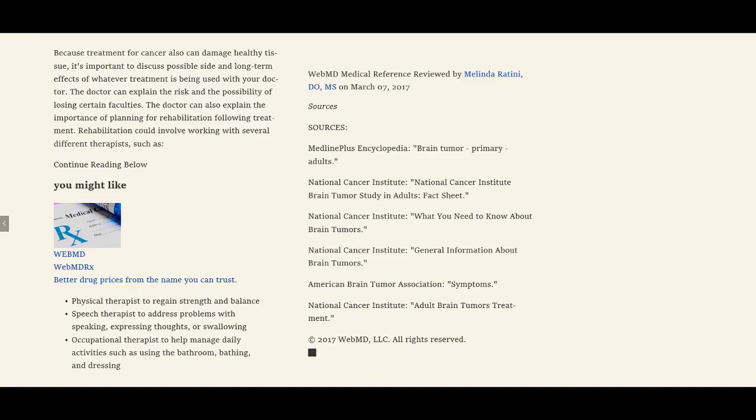Rehabilitation could involve working with several different therapists, such as physical therapist to regain strength and balance, speech therapist to address problems with speaking, expressing thoughts, or swallowing, occupational therapist to help manage daily activities such as using the bathroom, bathing, and dressing.